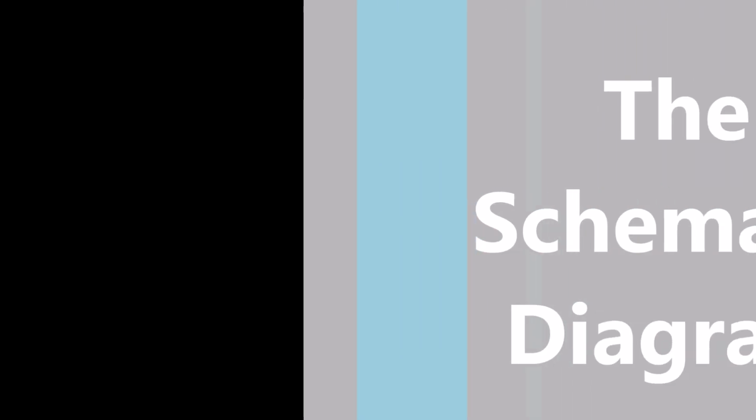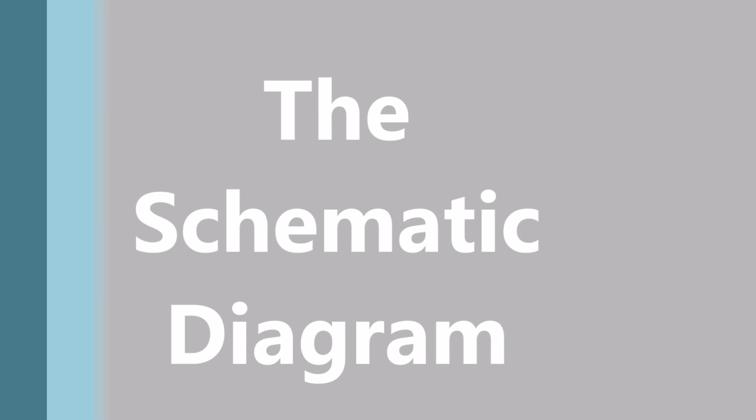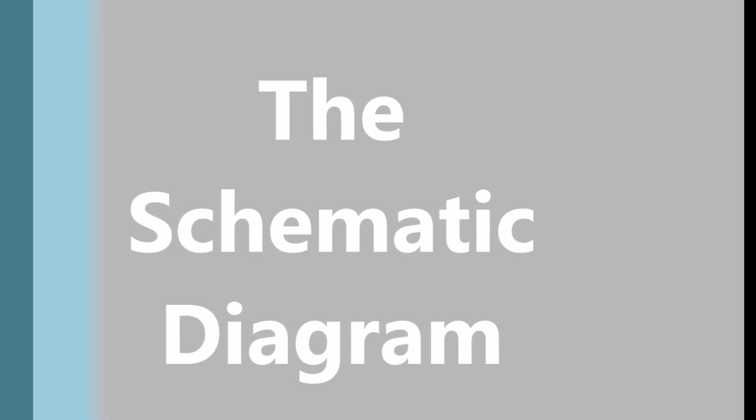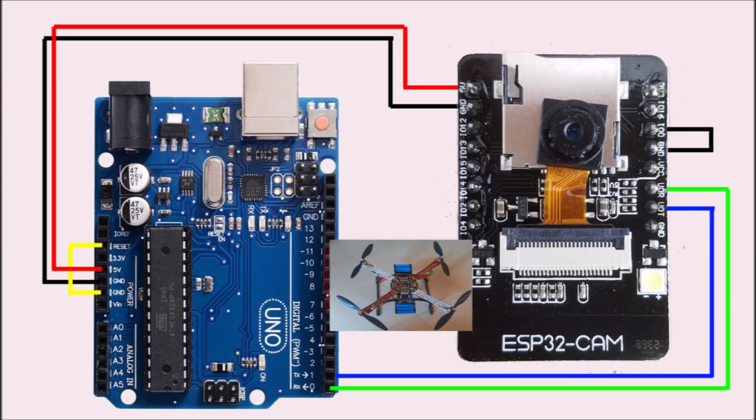We begin with the schematic diagram or the circuit diagram. You can easily program the ESP32 CAM development board using the Arduino Uno board. Just ensure you hook up the connection as shown in this circuit diagram here. This is a hardware serial communication. You can remove the ATmega328 chip on the Arduino Uno board before programming the ESP32 CAM board.